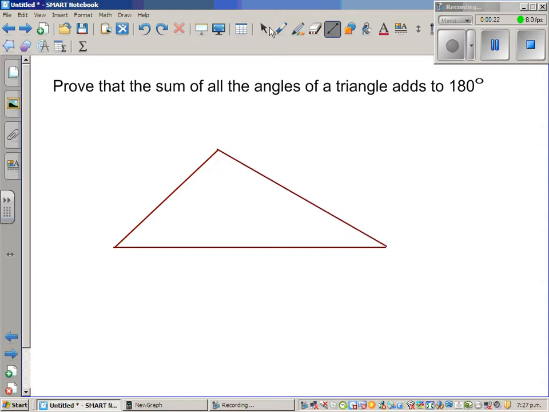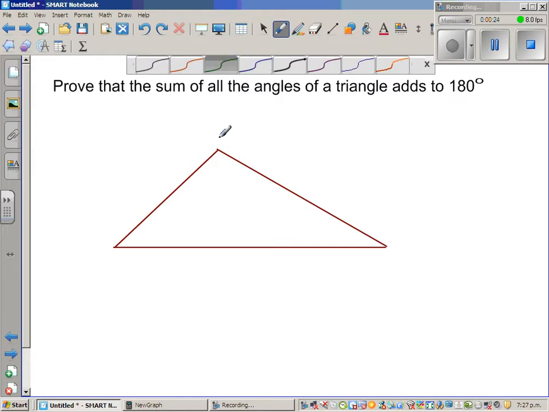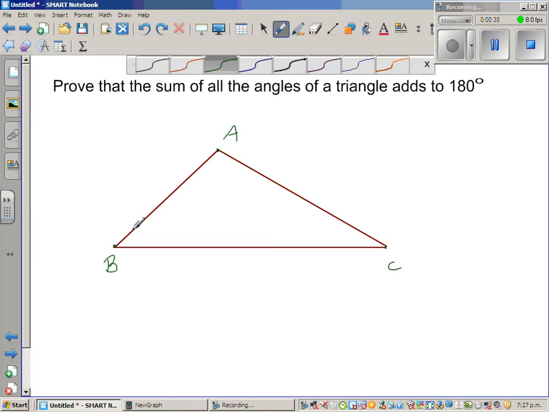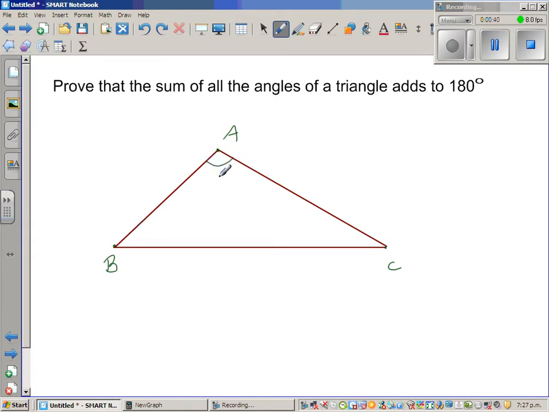Now, let us name this triangle ABC. So this is the vertex. This is A. This is second vertex B, and this is the third vertex C. So let us name this angle. Say this angle as lowercase a, this lowercase b, and this lowercase c. We want to prove a plus b plus c is 180 degrees.